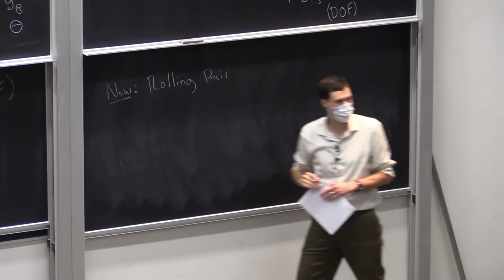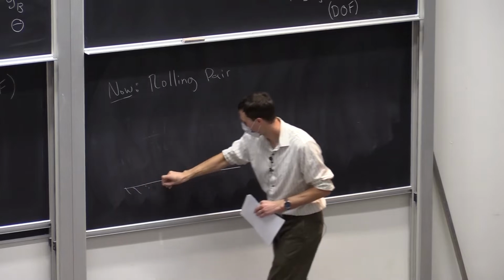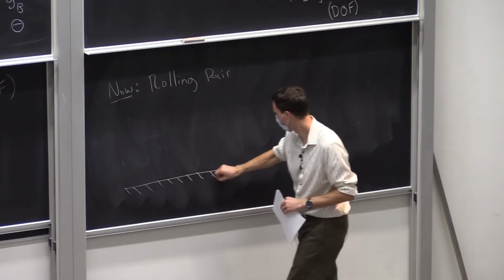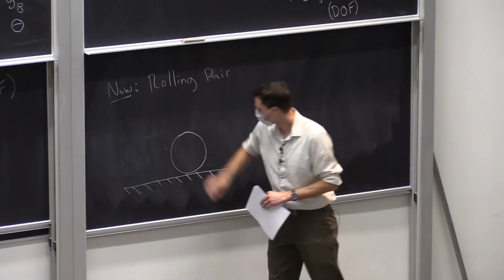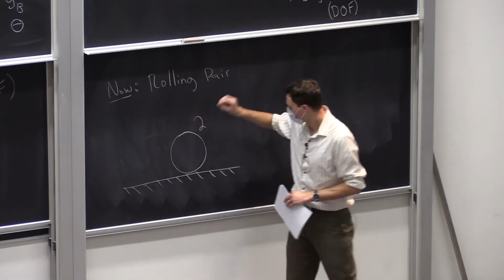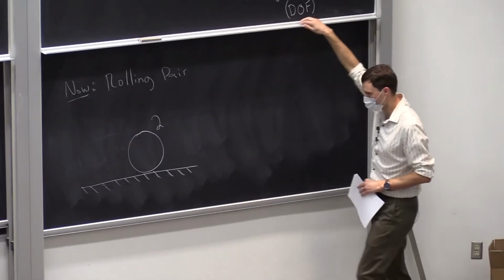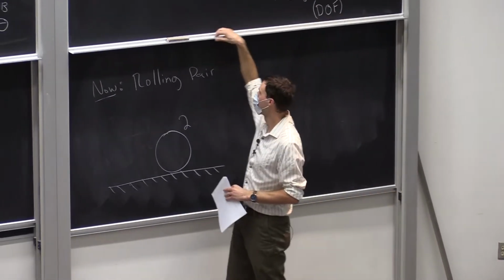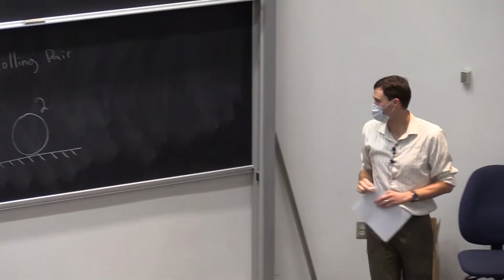I'll give you a hint. This one's harder to think about. Okay, so here's our link. I'm going to shape it like a circle now, just to make it really clear what's happening. I keep breaking the chalk here. Okay, so this is our rolling pair.